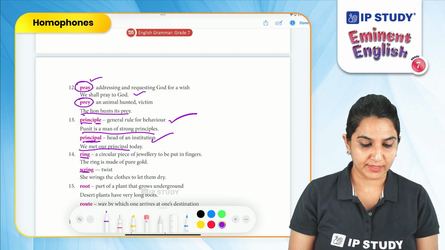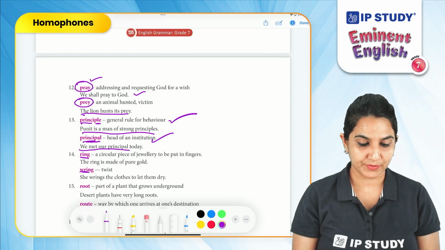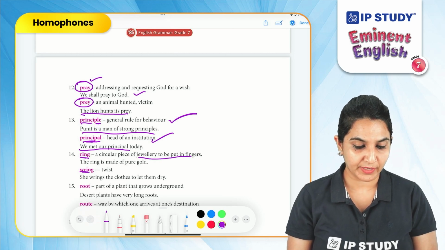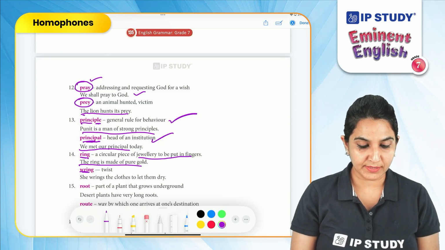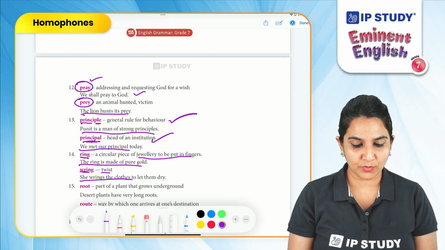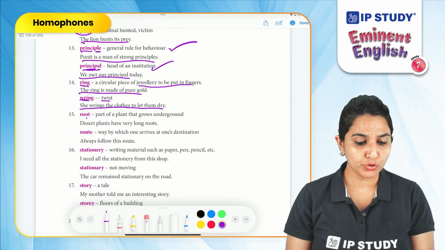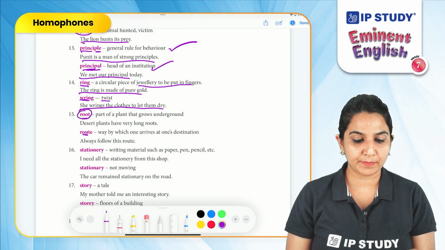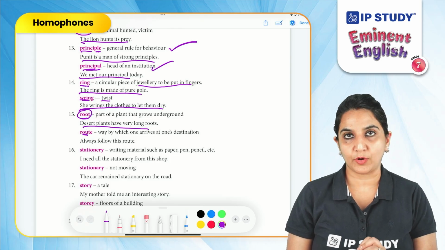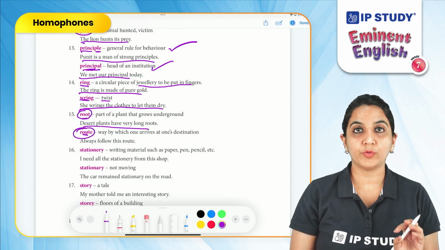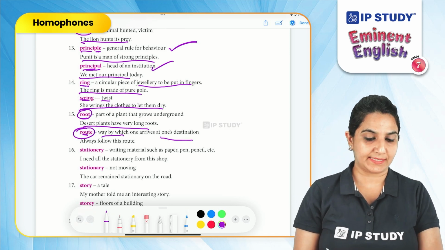Ring, ring. This ring without W means the ring that we wear on the hand, a circular piece of jewelry to be put on fingers. The ring is made of pure gold. This wring with W means twist. She wrings the clothes to let them dry. That means to twist. Root, root. This root is a part of a plant that grows underground. Desert plants have very long roots. This route, R-O-U-T-E, is the way by which one arrives at one's destination.